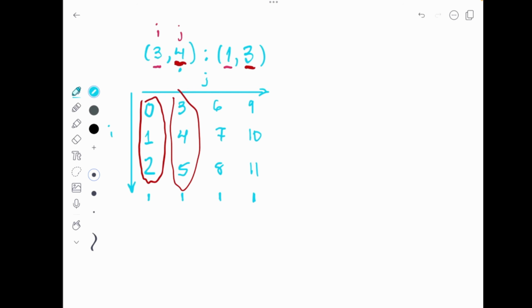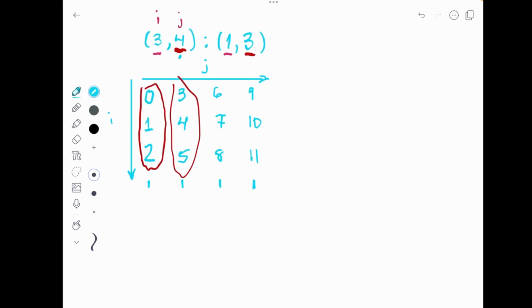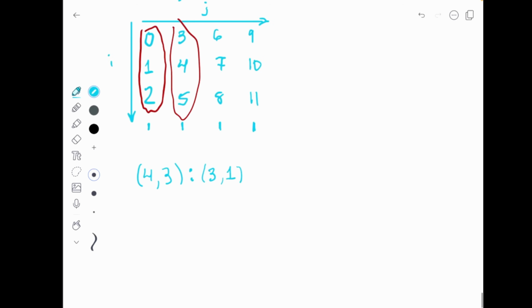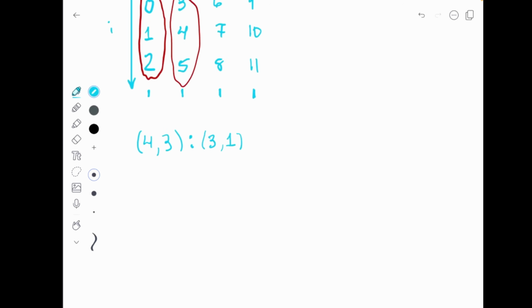So let's think about it now reversed. Let's think about 4, 3, colon, 3, 1. Okay. So in a sense, this should be like the same layout, except with the I and J's reversed here. So first I'm going to draw the positive I direction. Again, this is going to be I, that's J.